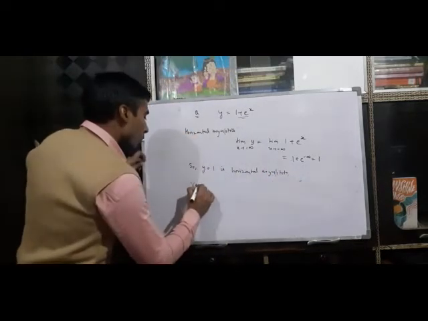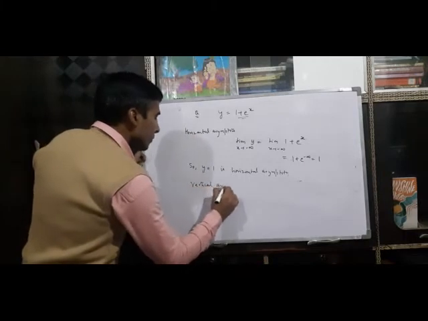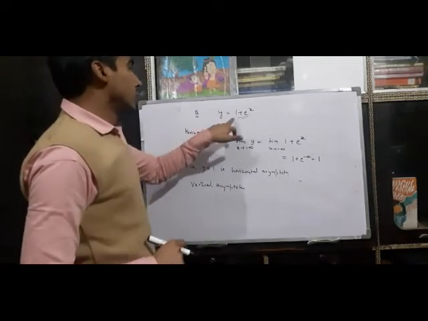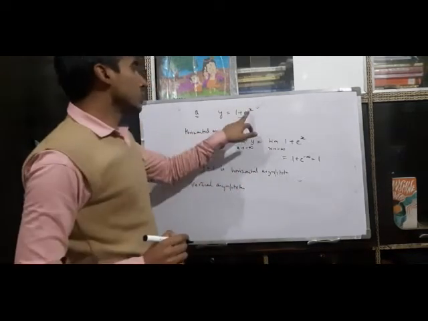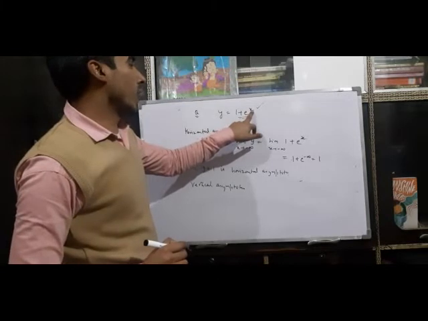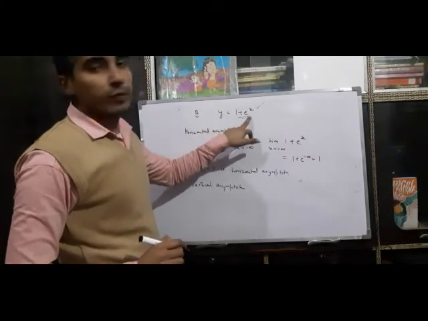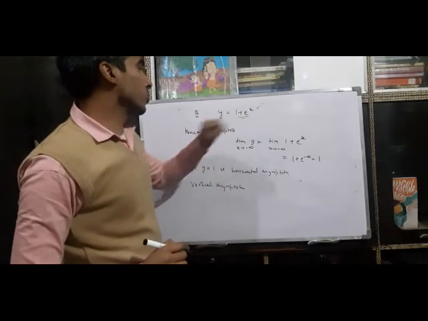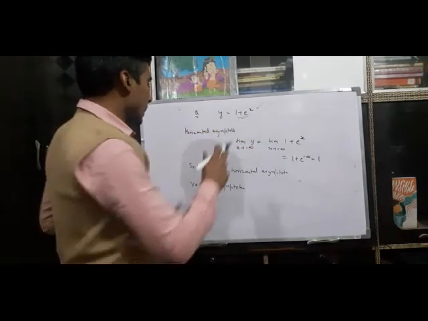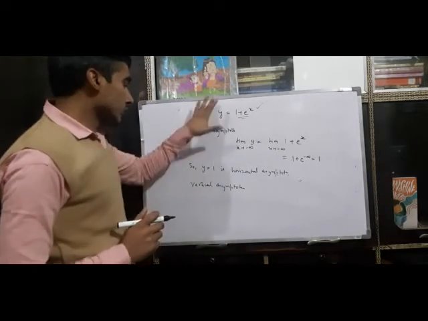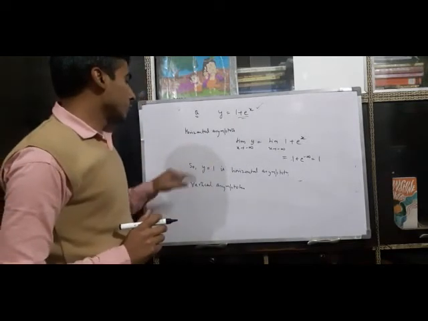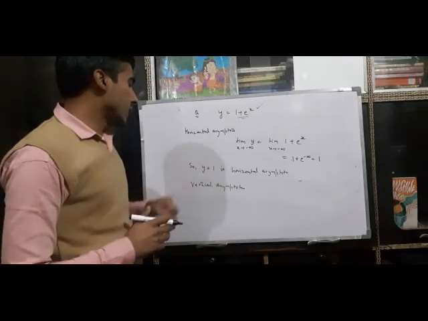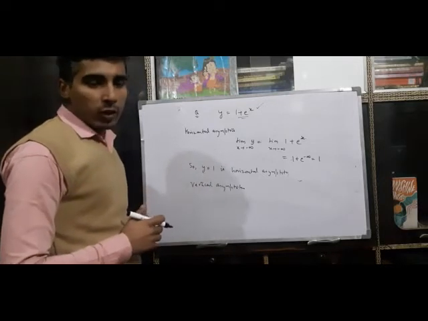Now vertical asymptotes. Clearly, there is no finite value of x for which y approaches infinity. If we take a finite value of x, then y cannot approach infinity. Therefore, this curve has no vertical asymptotes. So this curve has only one asymptote, which is y equal to 1, and this is a horizontal asymptote, or you can say the asymptote parallel to the x-axis.